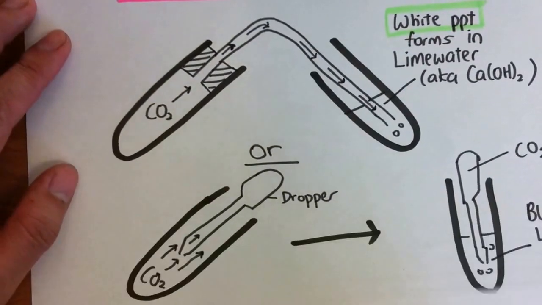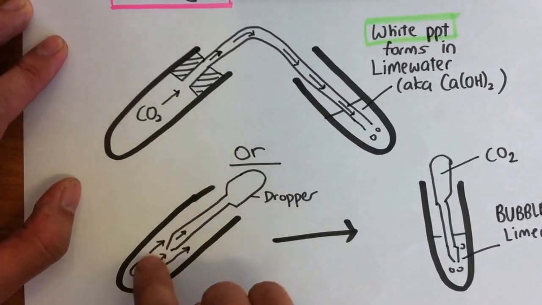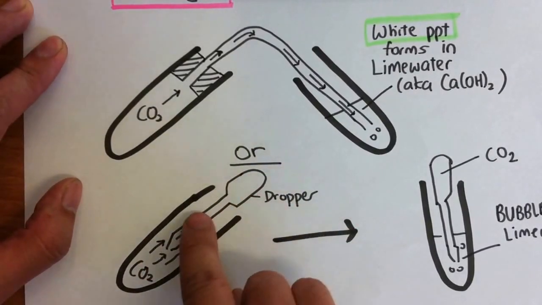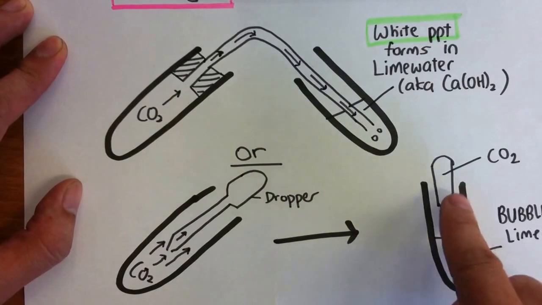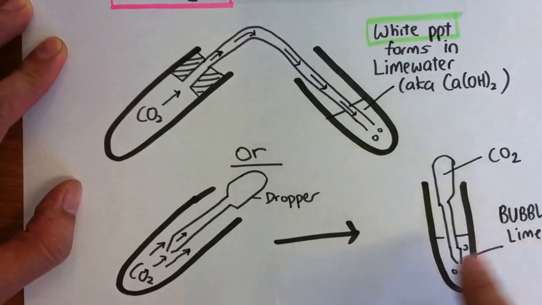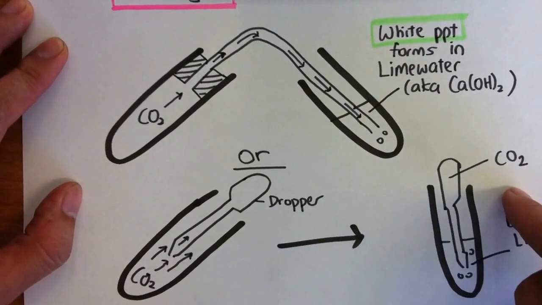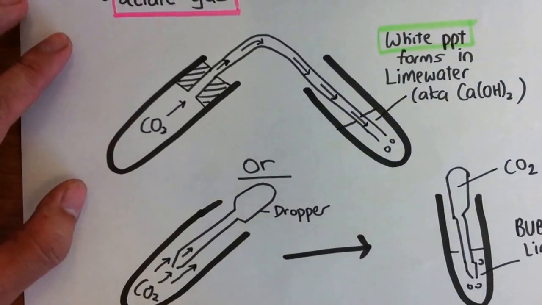Another method that we can use is to use a dropper to pump up the carbon dioxide gas. Carbon dioxide gas goes into the dropper, and then what we do is we press it, bubble the gas into the lime water, and the white ppt will form in lime water if there is carbon dioxide gas. Okay, so basically that is all.